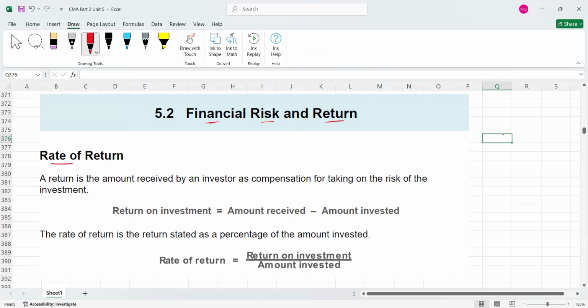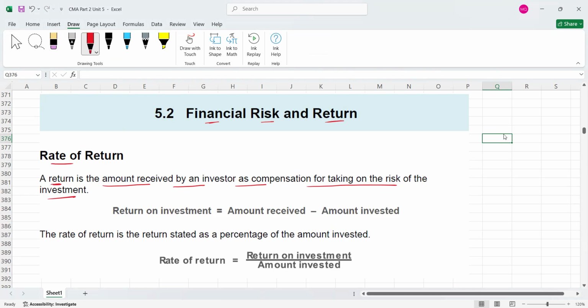First I'm explaining what is return. Return is the amount received by an investor as compensation for taking on the risk of the investment. Simply, when we invest, whatever amount we receive on our investment, that is your return. So there are two things.